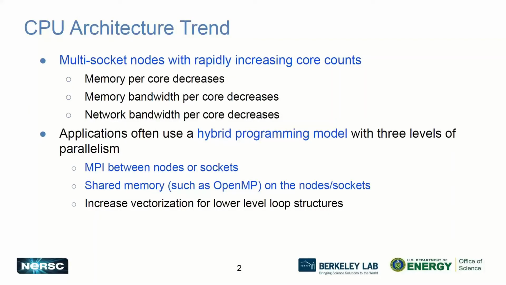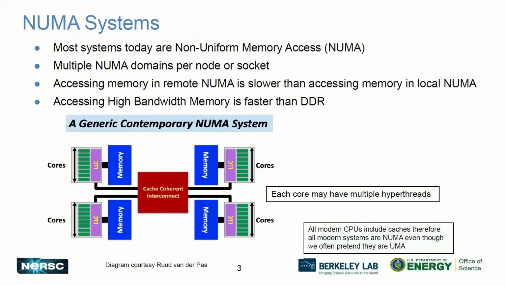HPC computers. It's very typical that we're using hybrid MPI OpenMP programming model with MPI between nodes and sockets and OpenMP on the node or sockets. So typically, most systems today are non-uniform memory access systems. We call them NUMA, and accessing memory in remote NUMA is much slower than accessing memory in local NUMA. And there's also on-package memory, high bandwidth memory sometimes on the node. Accessing those high bandwidth memory is also faster than the traditional DDR memory.